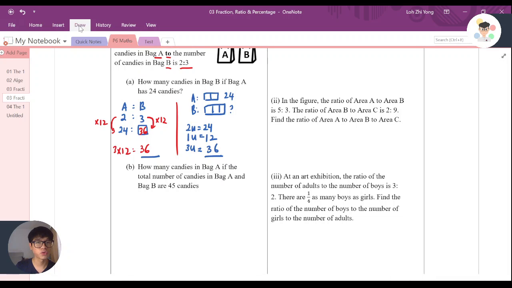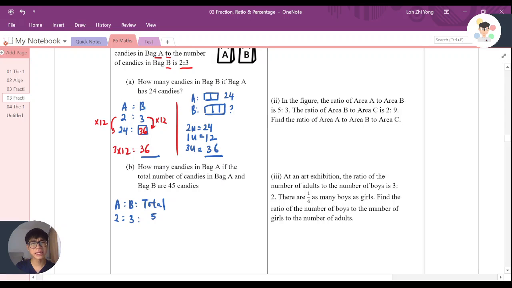Now let me show you again the ratio table. I have A, I have B, now I have the total. I know that A is 2, B is 3, so the total will be how many? 2 plus 3, right? So it's equal to 5.